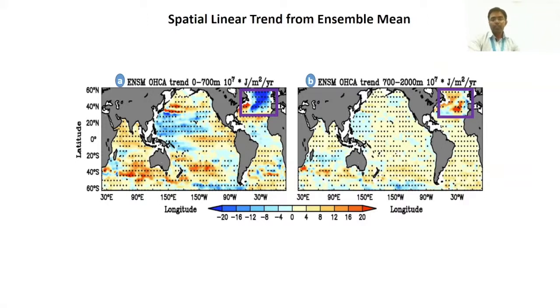And the other important thing to note is in the high latitude of the Atlantic Ocean, in which the upper 700 meter is showing a very strong significant cooling trend, but in the 700 to 2000 meter it is showing a very strong significant warming trend. So there is some kind of vertical dipole structure present in the Atlantic, and we still want to investigate why this phenomenon is present in the North Atlantic, and why this cooling is not propagating down to the deeper depth, or vice versa, why this warming is not coming to the surface from the deeper depths of the Atlantic Ocean.